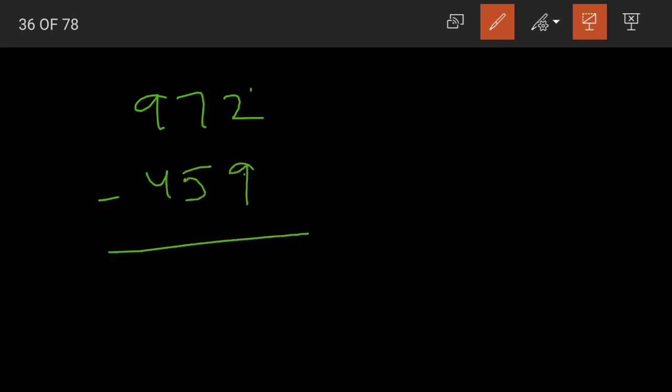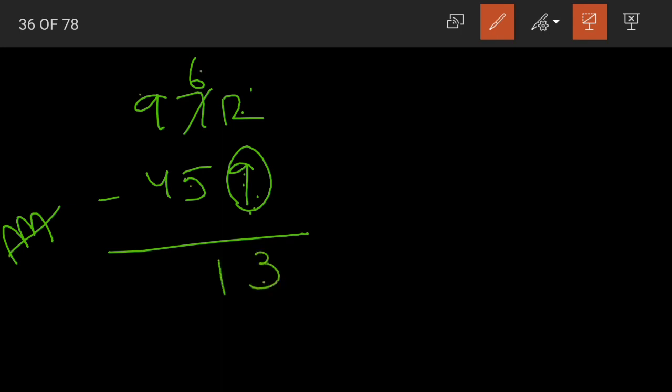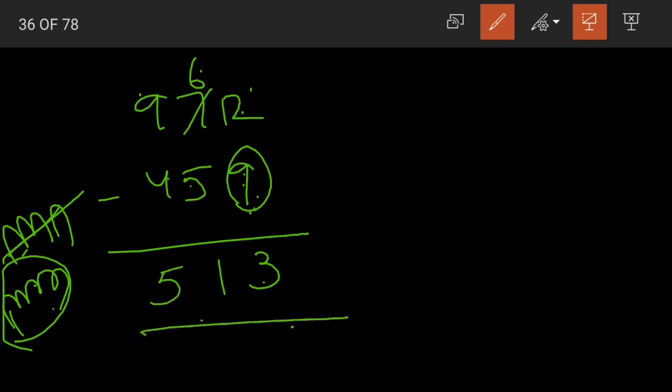See again, 2 minus 9 not possible, so we'll borrow: 12 minus 9. Keep 9 in mind. After 9 you have 10, 11, 12. 3 fingers. So 3. 6 minus 5, 1. 9 minus 4. Yes, open 5 fingers and open 9 fingers and close 4 fingers. What will you be left with? 5. So the answer is 513.